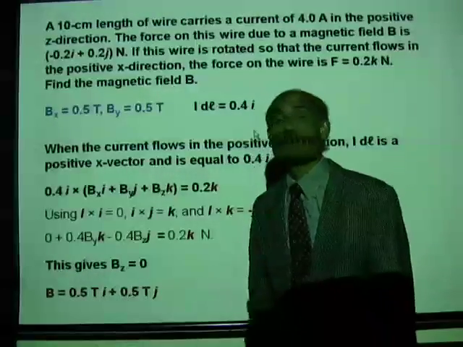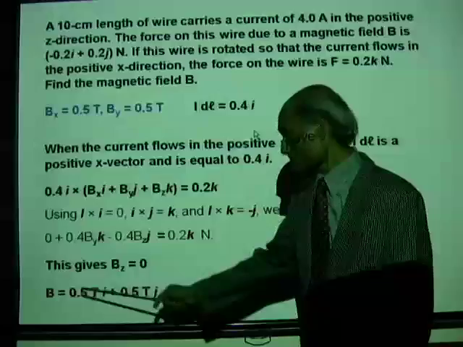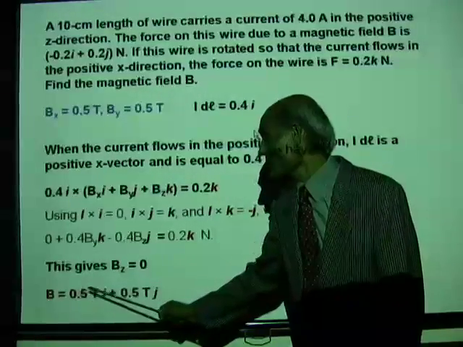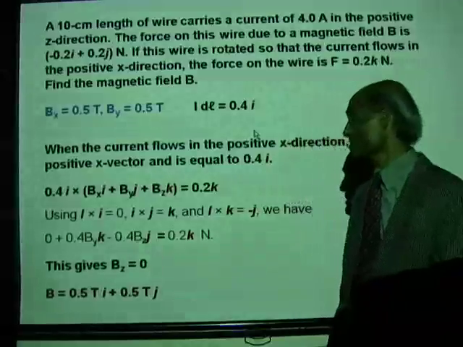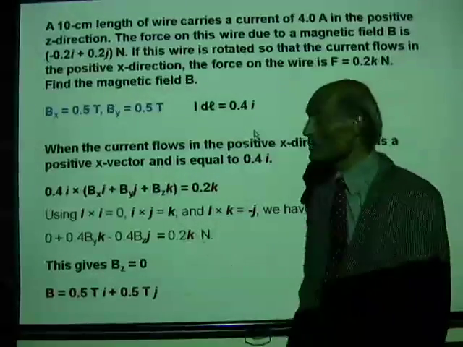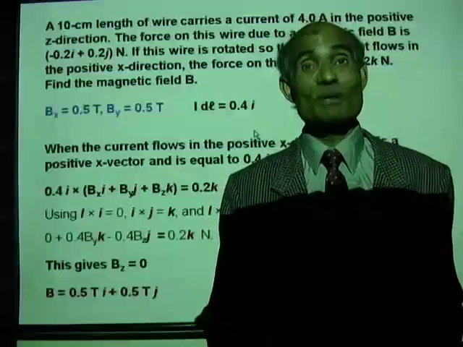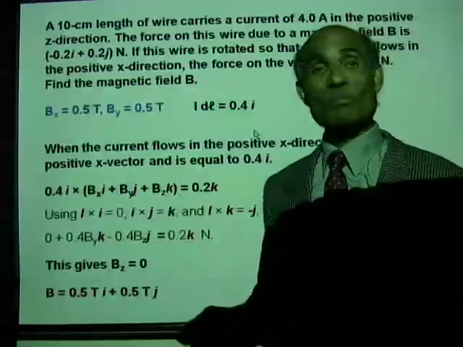Therefore, the magnetic field is 0.5 Ti plus 0.5 Tj, and the z component is 0. That has been a good problem, and take some time and practice this problem.